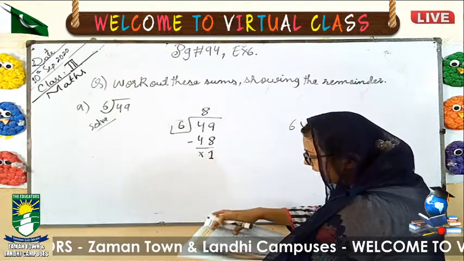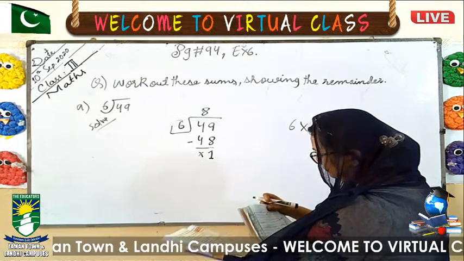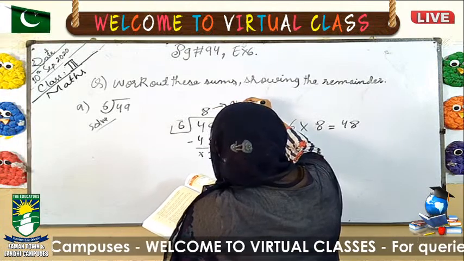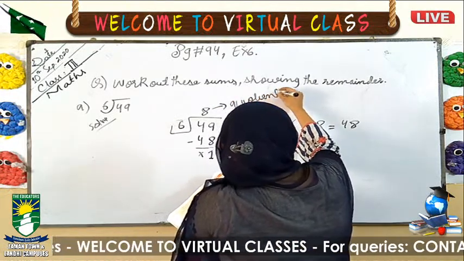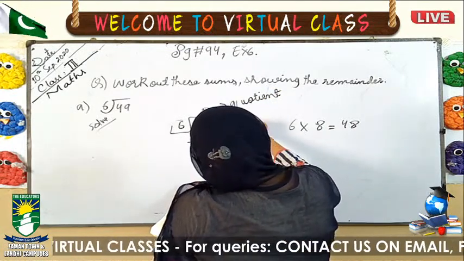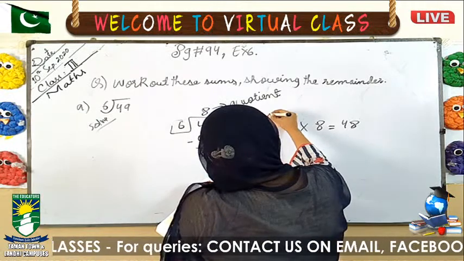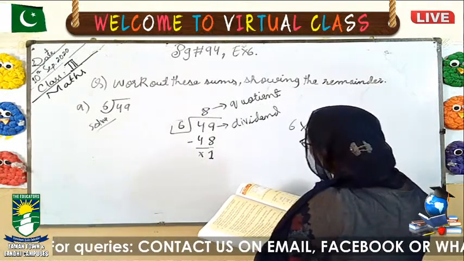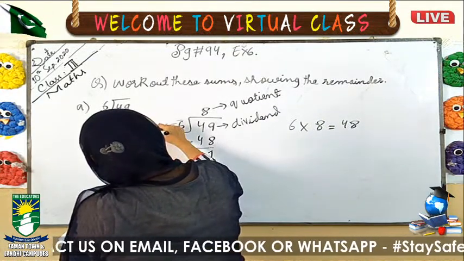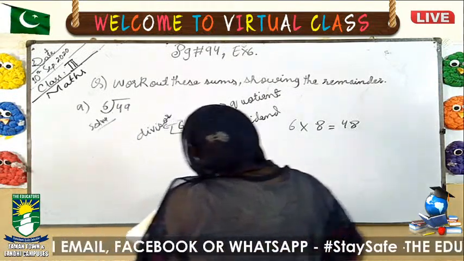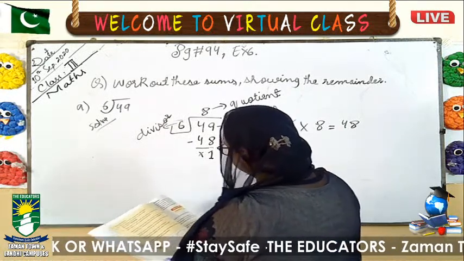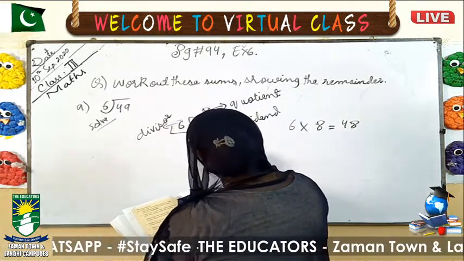So first of all, we have to know: this is the question, and the answer we have is the quotient. This is the dividend. This is the divisor. Then the remaining one we have is the remainder, which is what is remaining. This is the remainder.